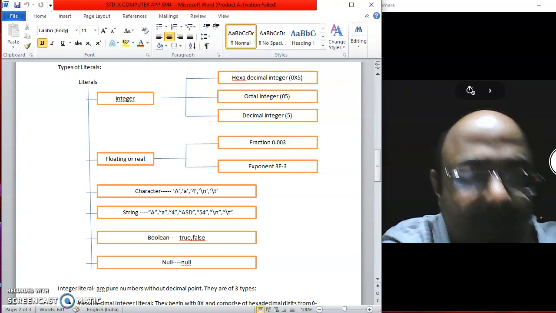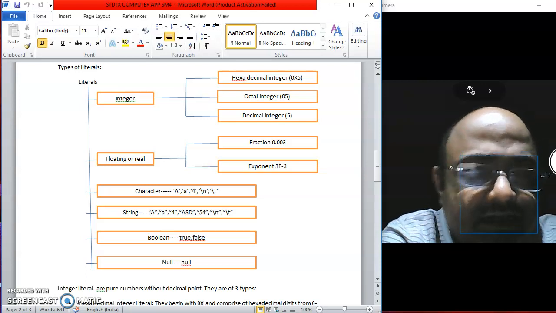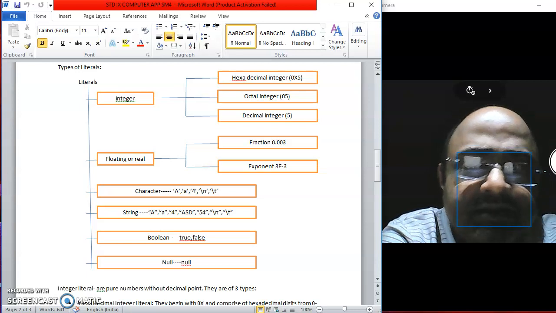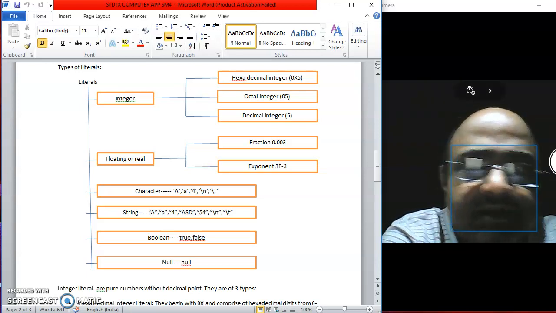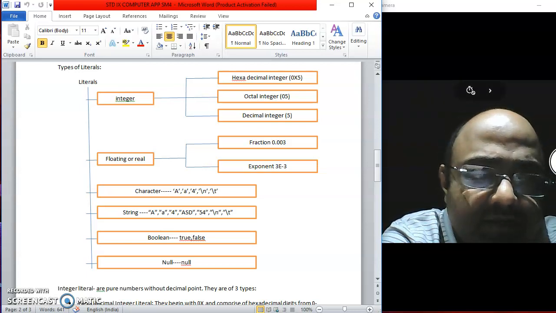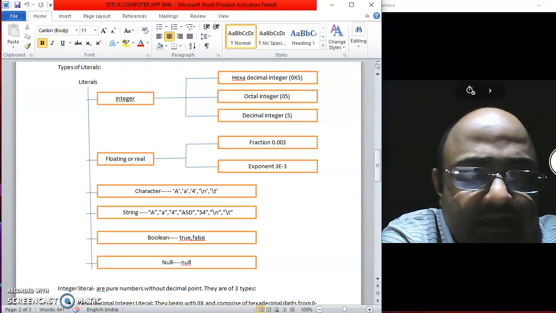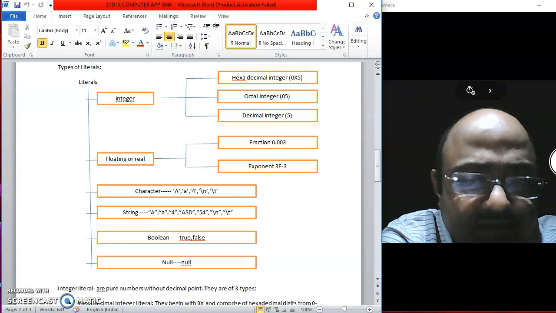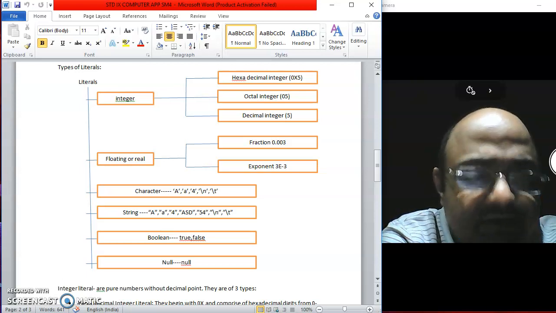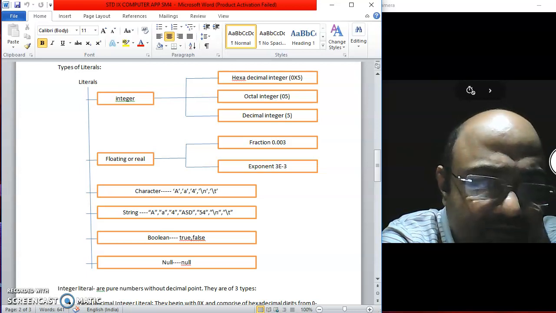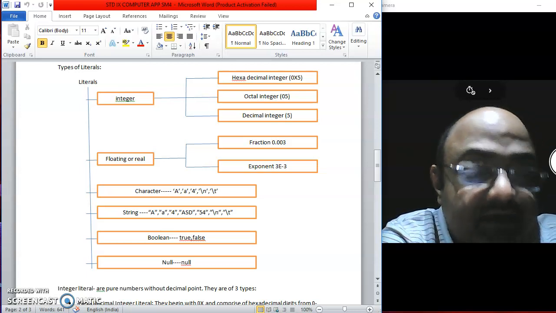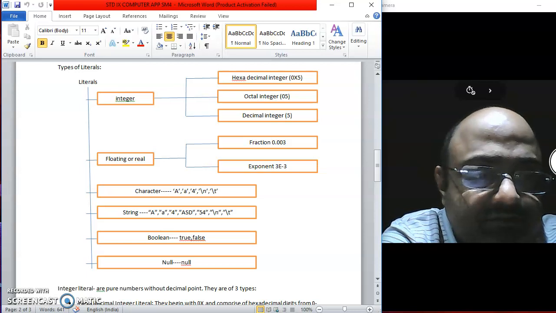So first of all, what are hexadecimal integer literals? Hexadecimal integer literals are hexadecimal numbers. Okay, if you remember, from 0 to 9, and then A, B, C, D, E, F. A was 10, B was 11, C was 12, and D was 13, and E was 14, and F was 15. So these were the hexadecimal digits.